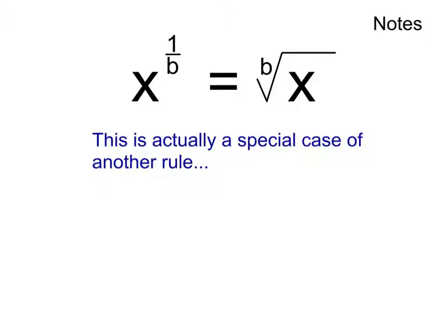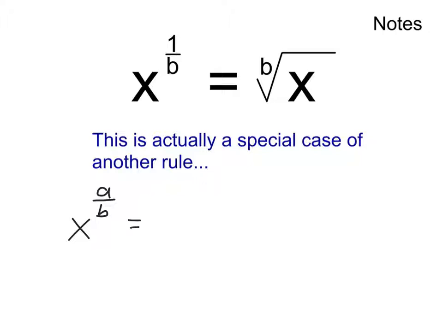Now, the interesting thing is that this is actually just a specific case of an even more general rule. And so to see what the other general rule is, we need to figure out what x to the power of a over b would equal. So what if it's not 1 over b? What if it's a over b, some other number on top? How do we do that?